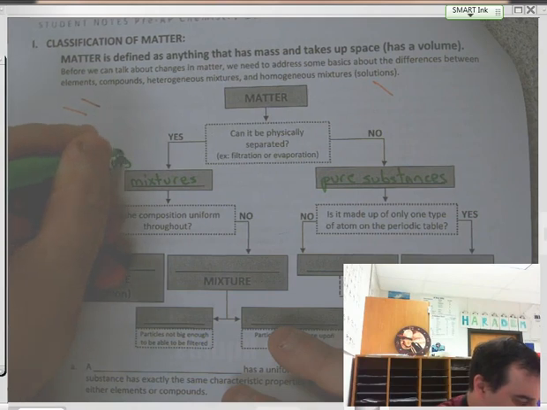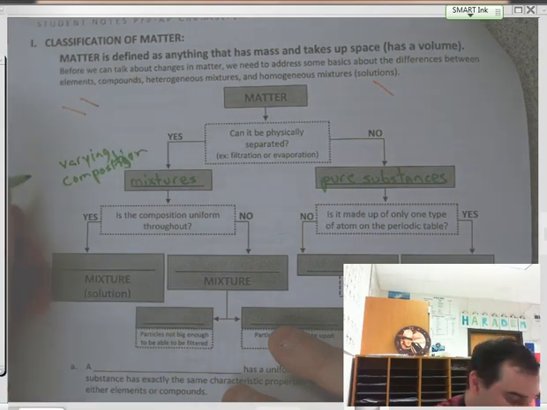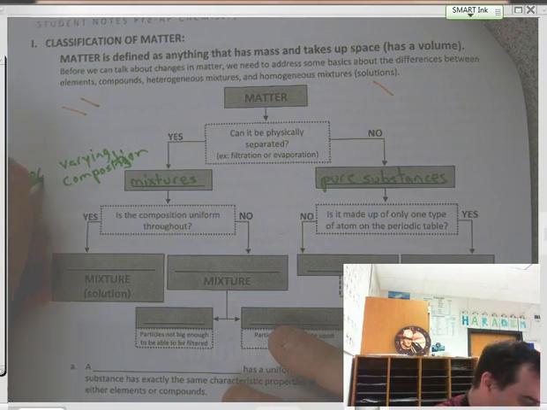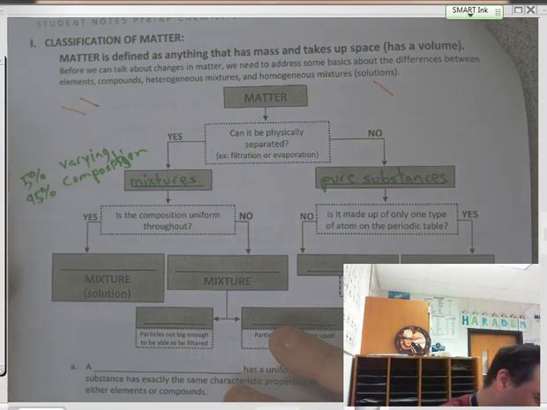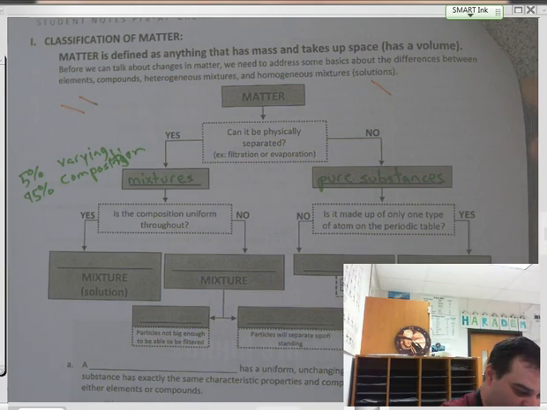Mr. Harridan, come on. They can have different percentages of stuff. You can have 5% salt and 95% water, for instance, or you can have 10% water and 90% salt. Okay? They have varying compositions.